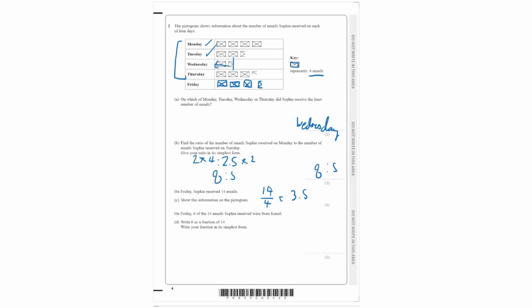On Friday, 6 of the 14 emails Sophie received were from Camille. Write 6 as a fraction of 14. Write your fraction in the simplest form. So 6 as a fraction of 14 is simply 6 over 14. But this is not the simplest form. Since both sides are divisible by 2, we can simply write 6 divided by 2 is 3, and 14 divided by 2 is 7. So that gives us 3 over 7.